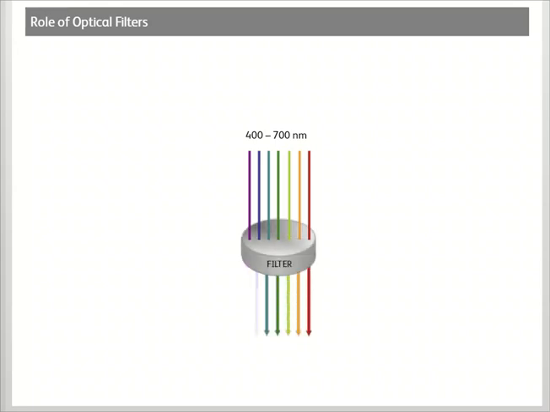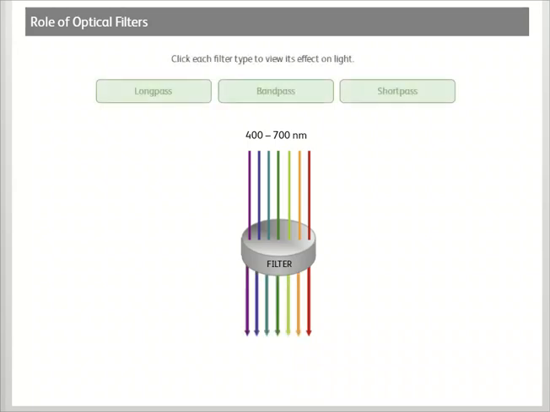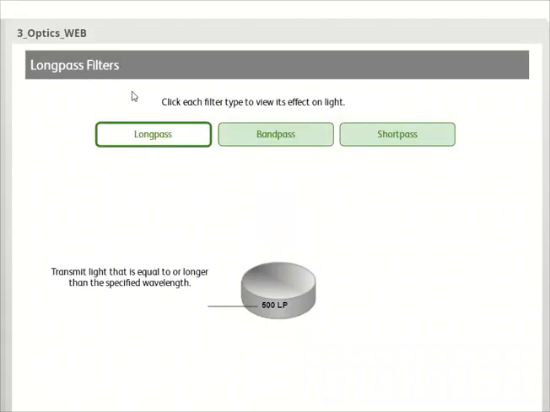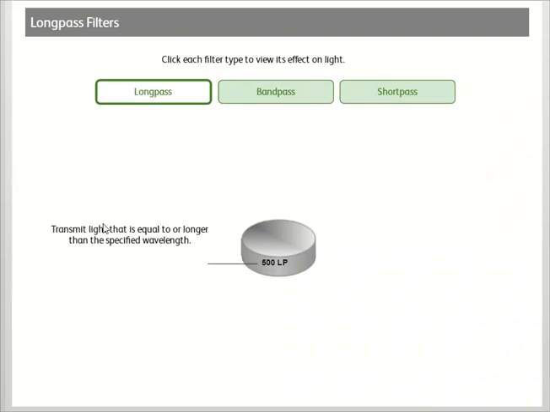Visible light consists of wavelengths ranging between 400 and 700 nanometers. Wavelengths correspond to different colors. Optical filters are used to direct specific light wavelengths or colors to each photodetector. Click each filter type to view its effect on light. Long-pass filters transmit light that is equal to or longer than the specified wavelength.